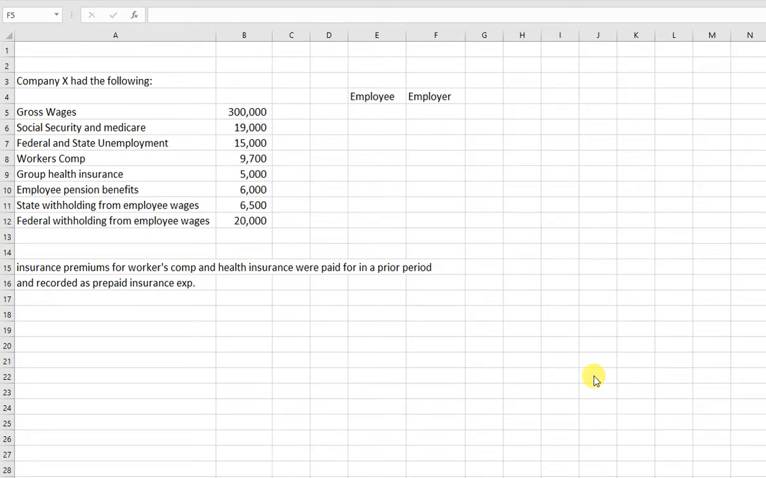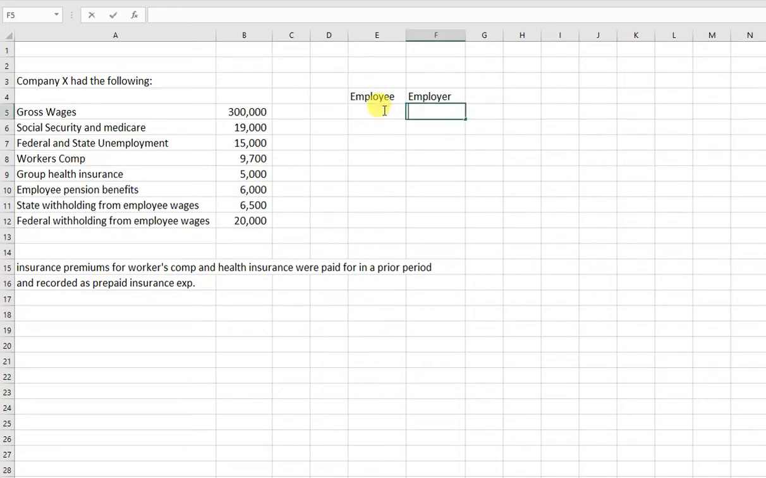This one is similar to more like exercise 5, but hopefully you can get exercise 4 from it. But we have the following information: the gross wages, Social Security and Medicare costs, federal and state unemployment, workers' comp, etc., etc. So all of these items are related to payroll. What I personally do is make an employee and an employer column, because some of these taxes are only paid for by the employee and some of them are only paid for by the employer.